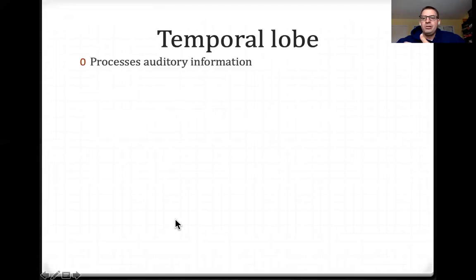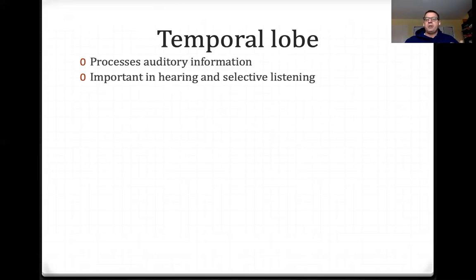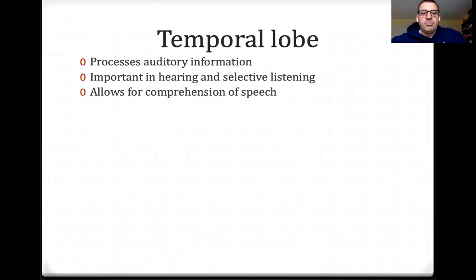And then finally, the temporal lobe, you want to think auditory information. That makes sense because it's located right by the ear here. So this processes auditory information, which is sounds that are coming in. It's important in hearing and selective listening. And no, selective listening is not what I do with my wife, where I pay attention to some things she tells me and ignore others. That is figuring out what to focus on with all the auditory information that's coming in. Are you going to be focusing on the fan that's blowing in the classroom or your teacher's voice, right? That's what happens here in the temporal lobe.